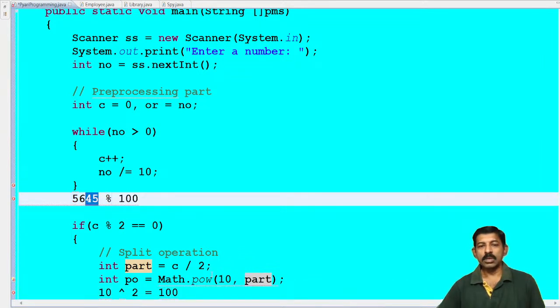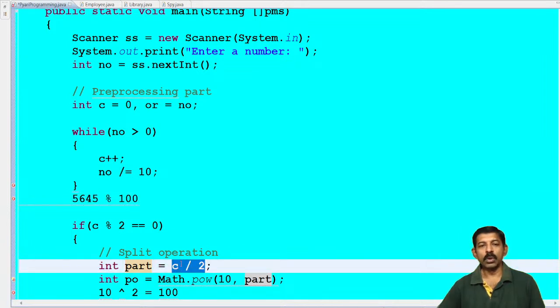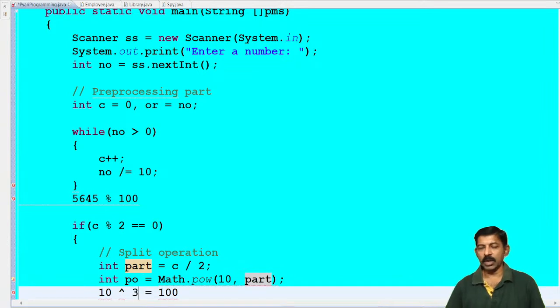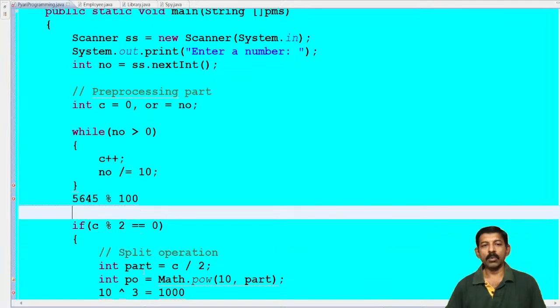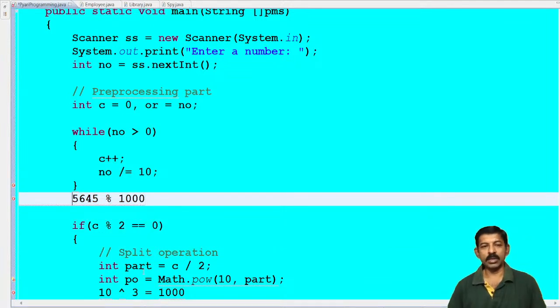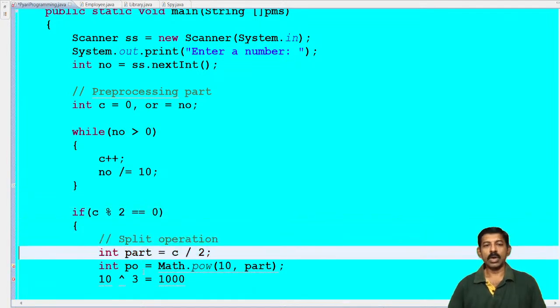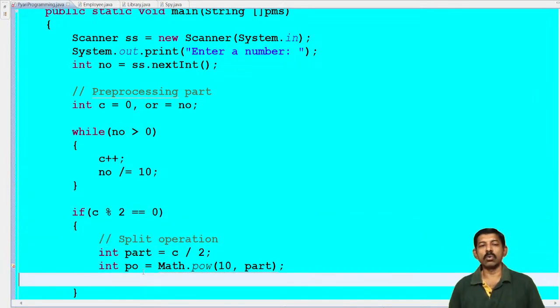Now suppose C is 4, the counter is 4. 4 by 2 is 2. Now if the counter is 6 digits, by 2 it is 3. So that means 10 to the power 3 will automatically be used. That is your 1000. If I am going to use 1000, it will extract 3 digits. So that's why math.pow is not going to give you the first part or second part. Understood?